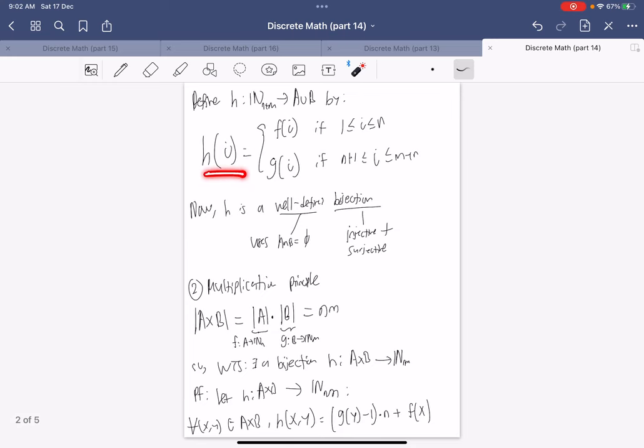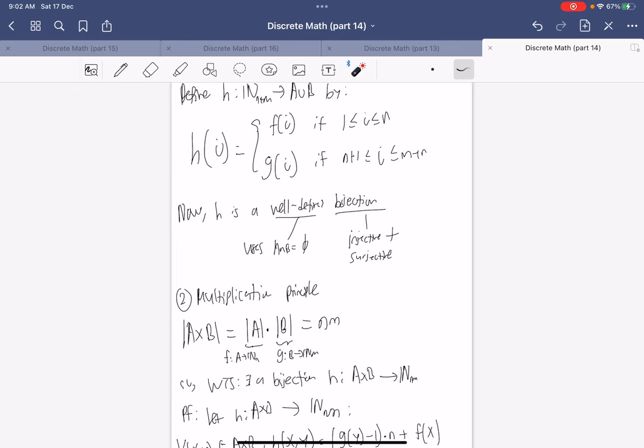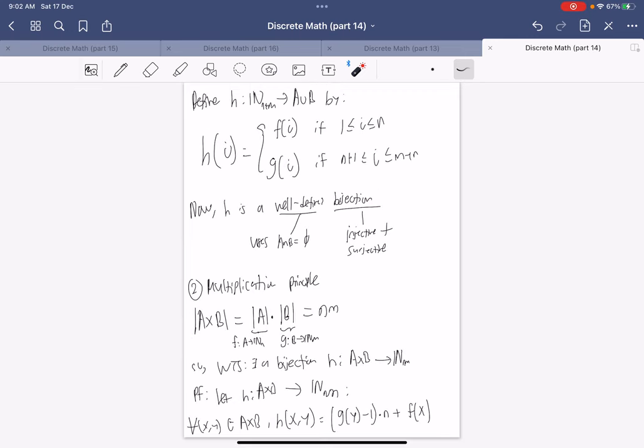Hence, we can just define our function h by being f from 1 to n and g from n plus 1 to m plus n. And now h is well defined because A intersect B is empty. And it's also a bijection, which you can check. I'll leave it to you, but it should be fairly simple and obvious because f is a bijection and g is a bijection.